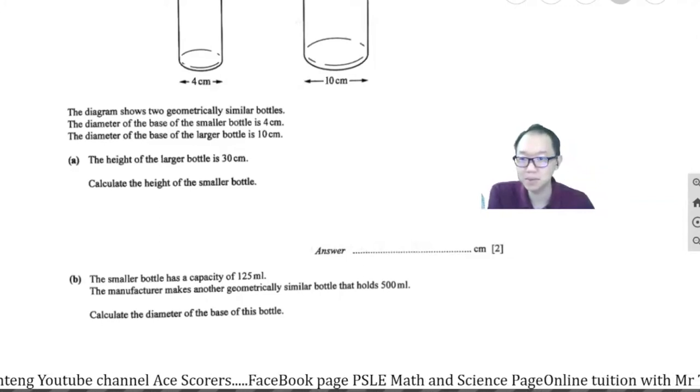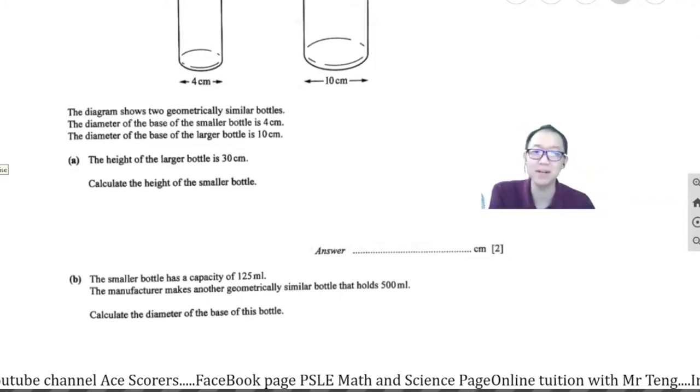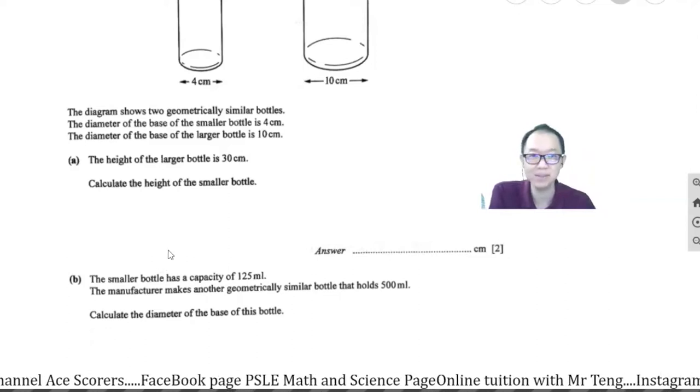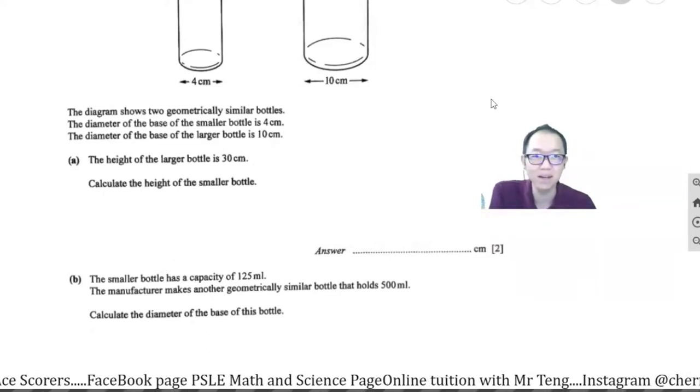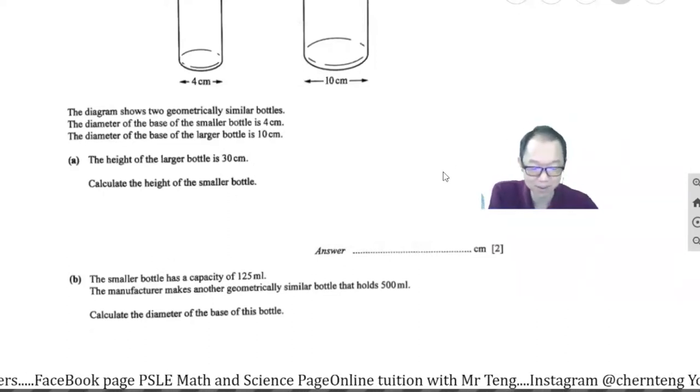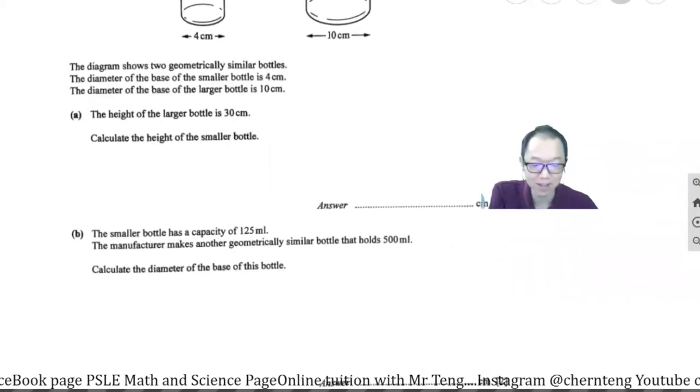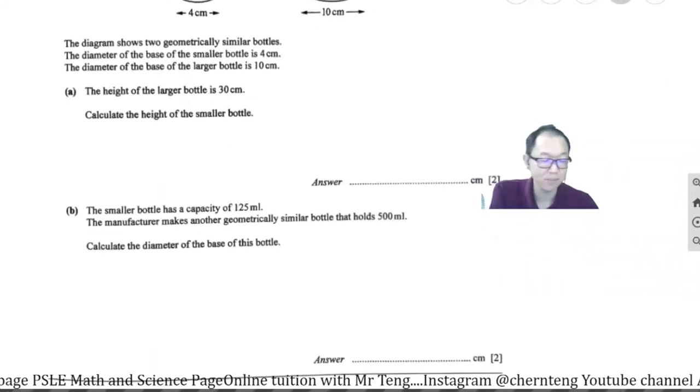Yeah, so the answer is 6.35. Okay, the answer for this is 6.35. Two persons got it correct. So let me show you how to do this. So how to do this question?